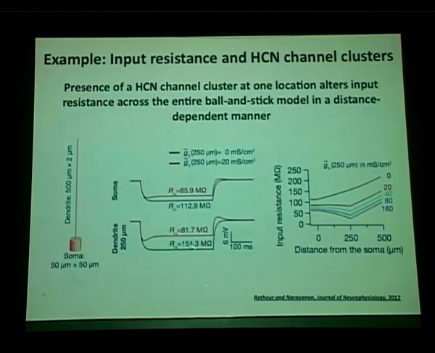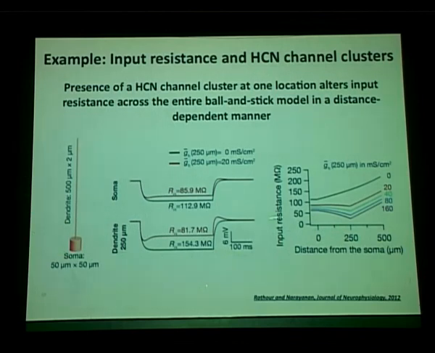Otherwise it would be a simple Lorentzian sitting over there, right? So you have the input resistance at that specific location changing, but it also alters the somatic input resistance, not by the same amount but by a smaller amount. It is as though the voltage gated ion channel sitting at one specific location along this topograph is capable of altering physiological properties not just at that location but also at different locations.